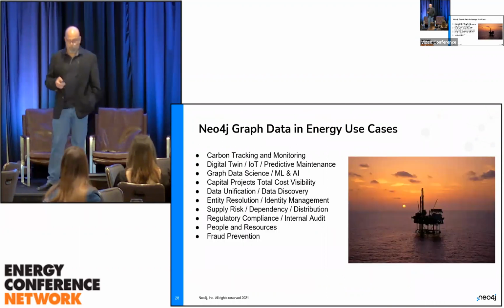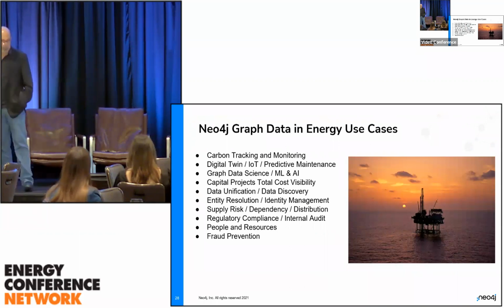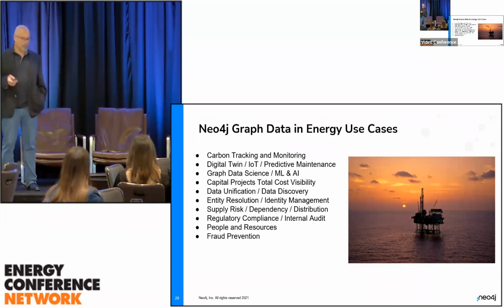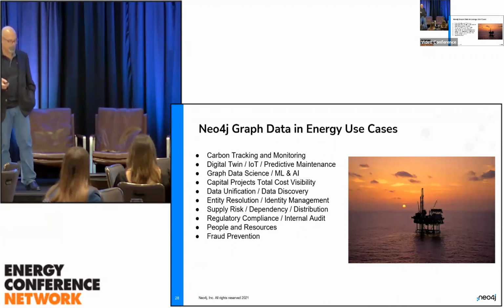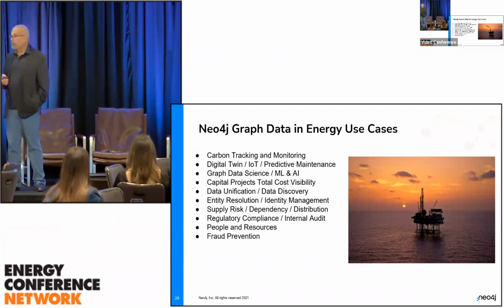And more broadly, besides carbon tracking and monitoring, you can use Neo4j for all of your digital twin, predictive maintenance, I mentioned capital projects, data unification, identity management, supply risk, dependency, distribution, a lot of regulatory compliance use cases, audit, HR, and fraud detection. These are all common use cases.